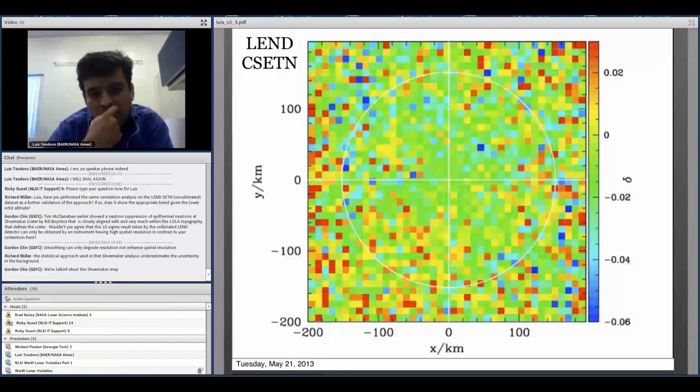All right, Richard Miller has a comment. The statistical approach using that Shoemaker analysis underestimates the uncertainty in the background. Okay. Well, I don't want to go into such an analysis, but it could well be.